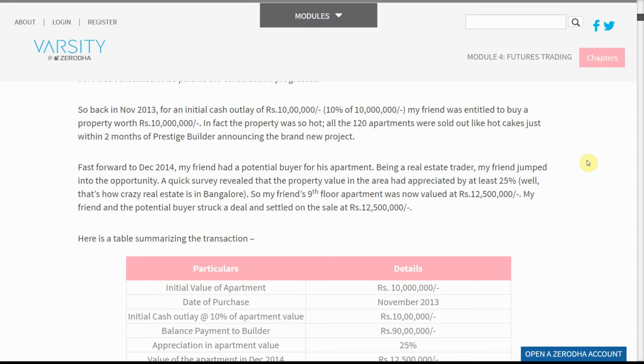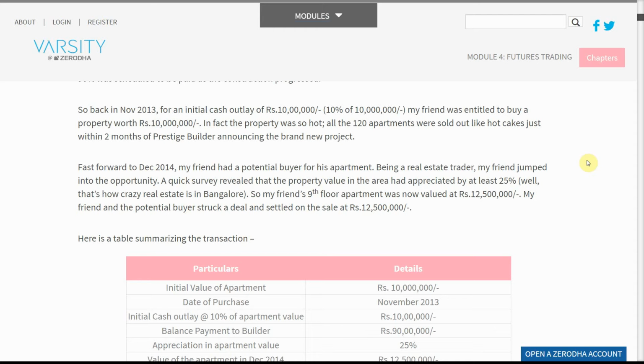In fact, the property was so hot, all the 120 apartments were sold out like hotcakes just within 2 months of Prestige Builders announcing the brand new project. Fast forward to December 2014. My friend had a potential buyer for his apartment. Being a real estate trader, my friend jumped at the opportunity. A quick survey revealed that the property value in the area had appreciated by at least 25%.